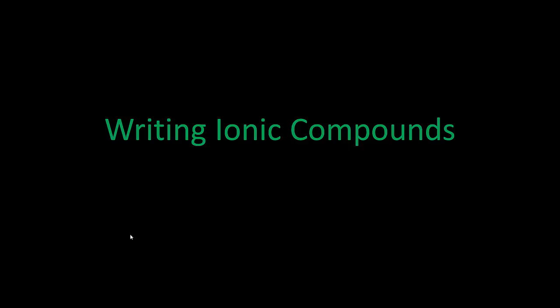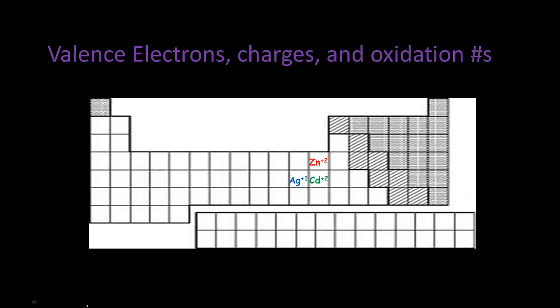Hello, chemistry students. Today we're going to talk about writing ionic compounds. Now, the first thing we need to do before we talk about writing it is review what valence electrons are, charges, and oxidation numbers.